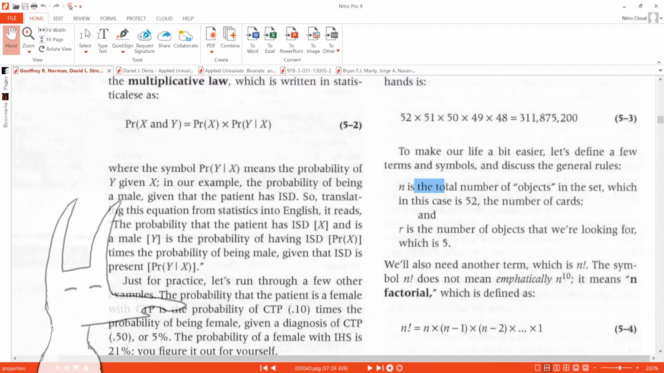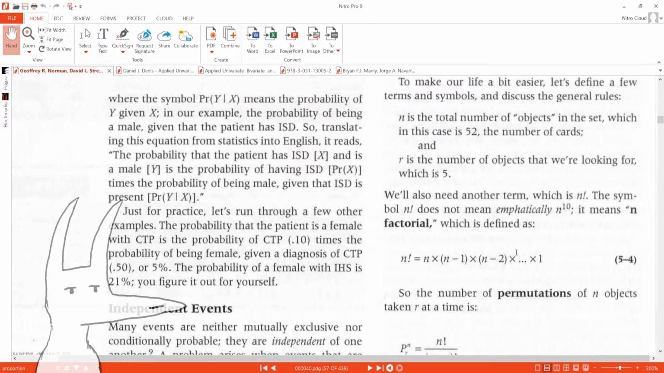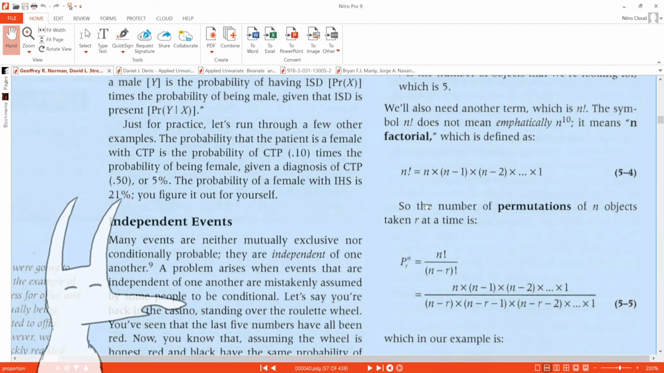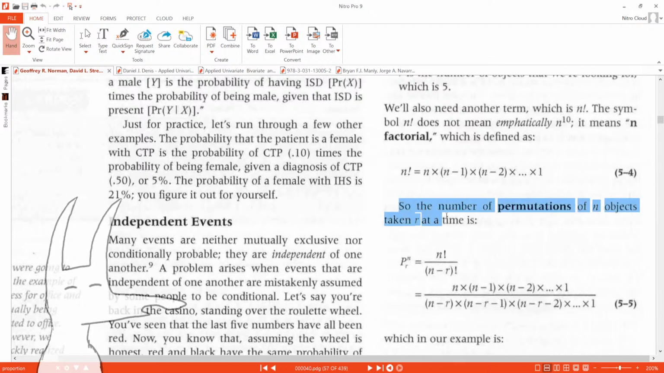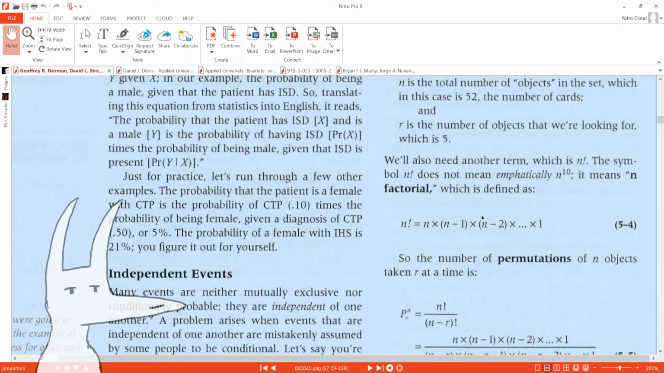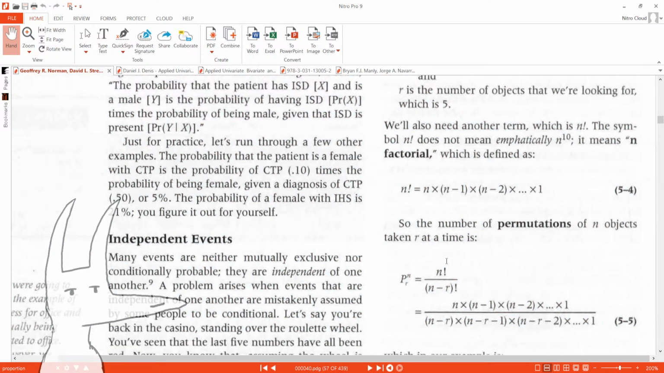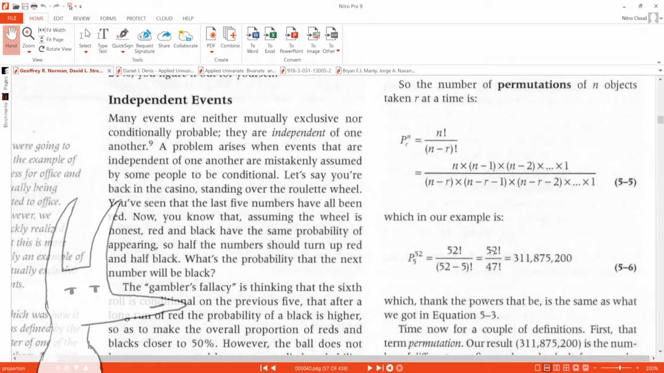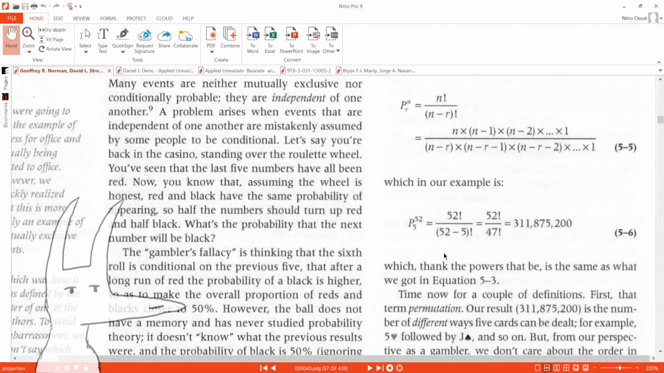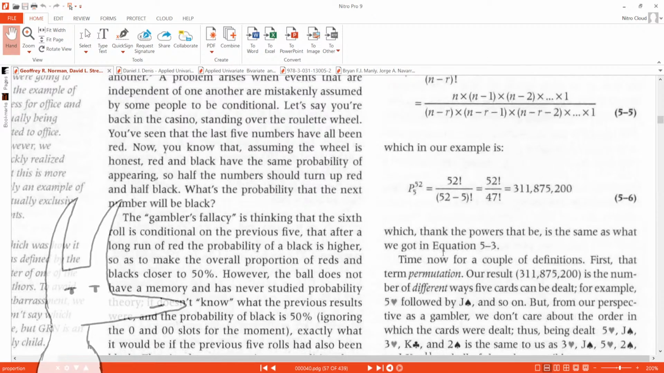N is the total number of objects in the set, which in this case is 52, the number of cards. And R is the number of objects that we're looking for, which is 5. We also need another term, which is N factorial. So the number of permutations of n objects taken R at a time is... Okay, so this is the formula for permutation, which makes sense.